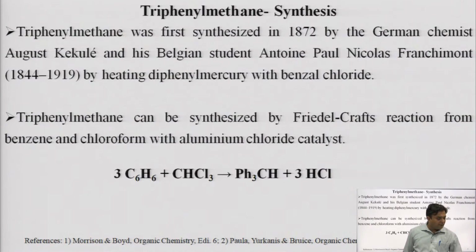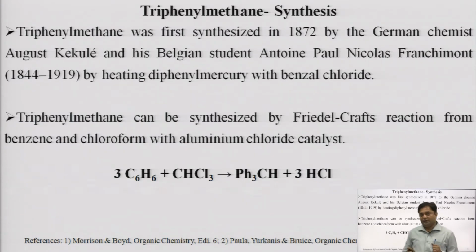Now, it is actually a very simple topic, and the synthesis of triphenylmethane is also very simple. The first preparation of triphenylmethane was done by the German chemist, the very famous scientist August Kekulé, and his student Antoine Paul Nicolas Franchimont. They prepared triphenylmethane by heating diphenylmercury with benzyl chloride. Triphenylmethane can also be synthesized by the Friedel-Crafts reaction from benzene and chloroform.